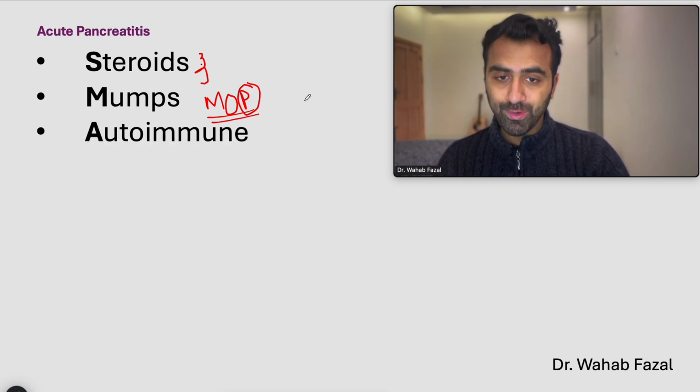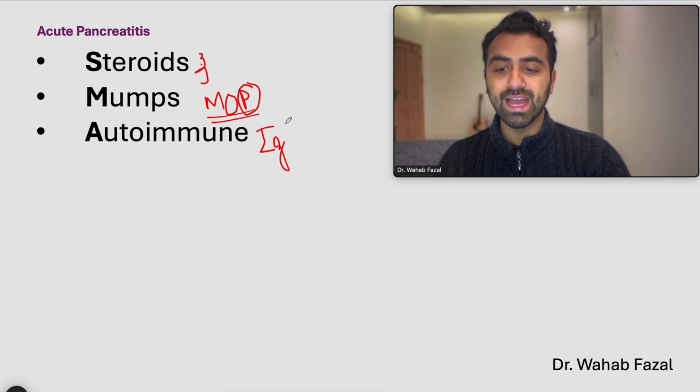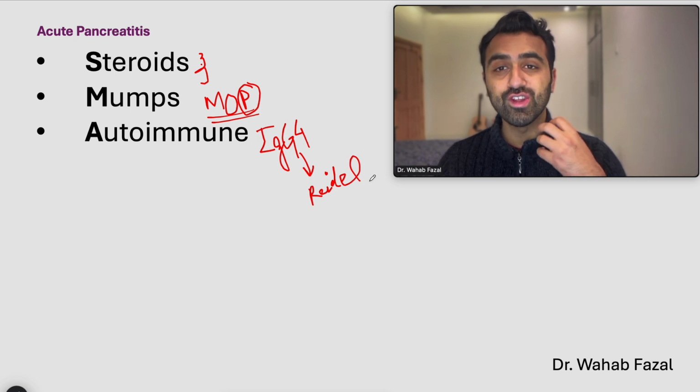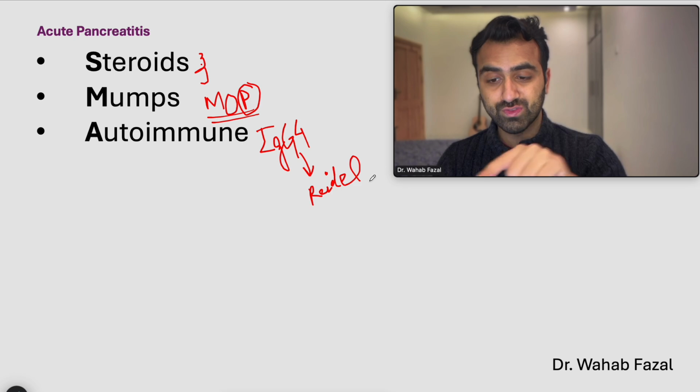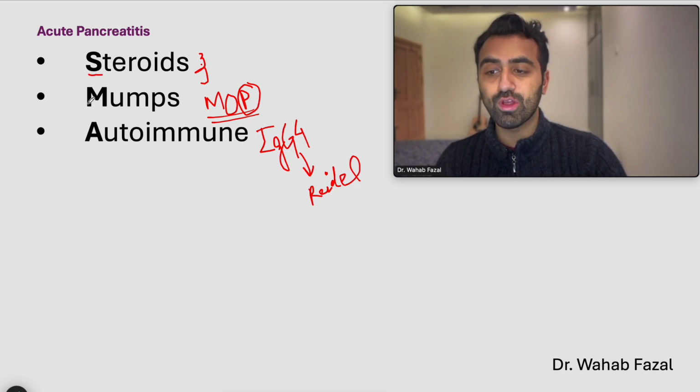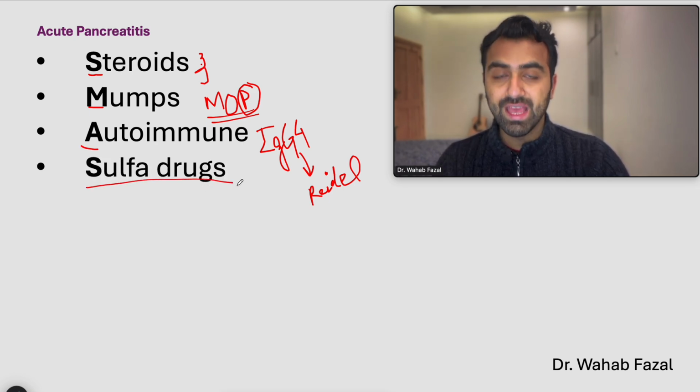Then autoimmune diseases, particularly IgG4 related diseases, which is important for you to know, is something called Riedel's thyroiditis. Riedel's thyroiditis is when your thyroid is very, very hard. So just remember this about autoimmune disease. Remember, you're following the same mnemonic of I GET SMASHED till now. SMA, what's the next S? The next S is sulfa drugs.